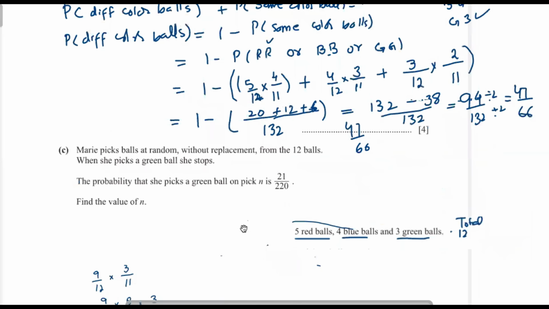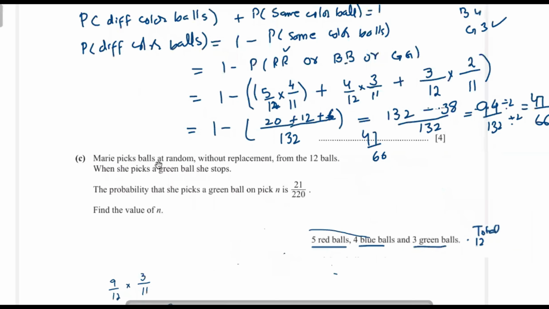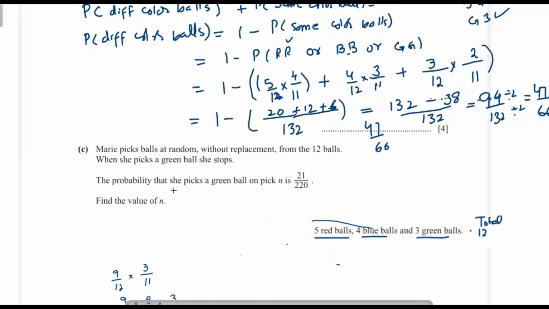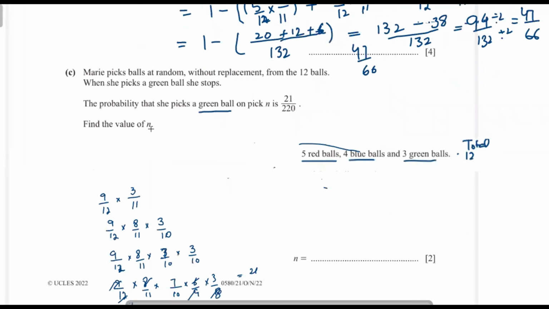Now part C. In part C, you see here Mary picks a ball at random without replacement from the 12 balls. When she picks a green ball, she stops. The probability that she stops on pick n is 21 over 220. Find the value of n. You see here, she stops when she gets the green ball. Firstly, we see that we pick the first ball other than green. There are 9 balls in total other than green: 5 red balls and 4 blue balls.